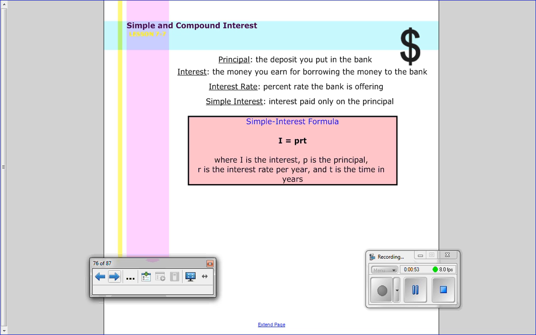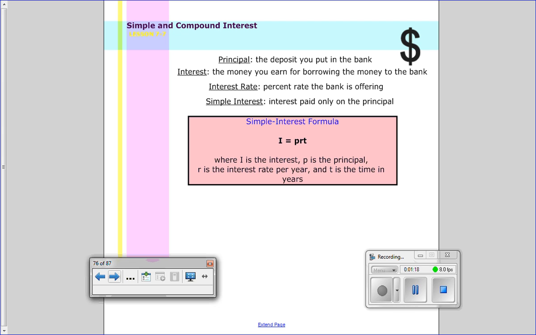The interest rate is the percent rate the bank is offering. So they might say, well, we'll give you 3% every year off your principal of what you put in. And then simple interest is only interest paid on the principal. So every single year, if you had a simple interest, if it was 3%, every year they give you 3% of that money you first put in. And that's what we're talking about.